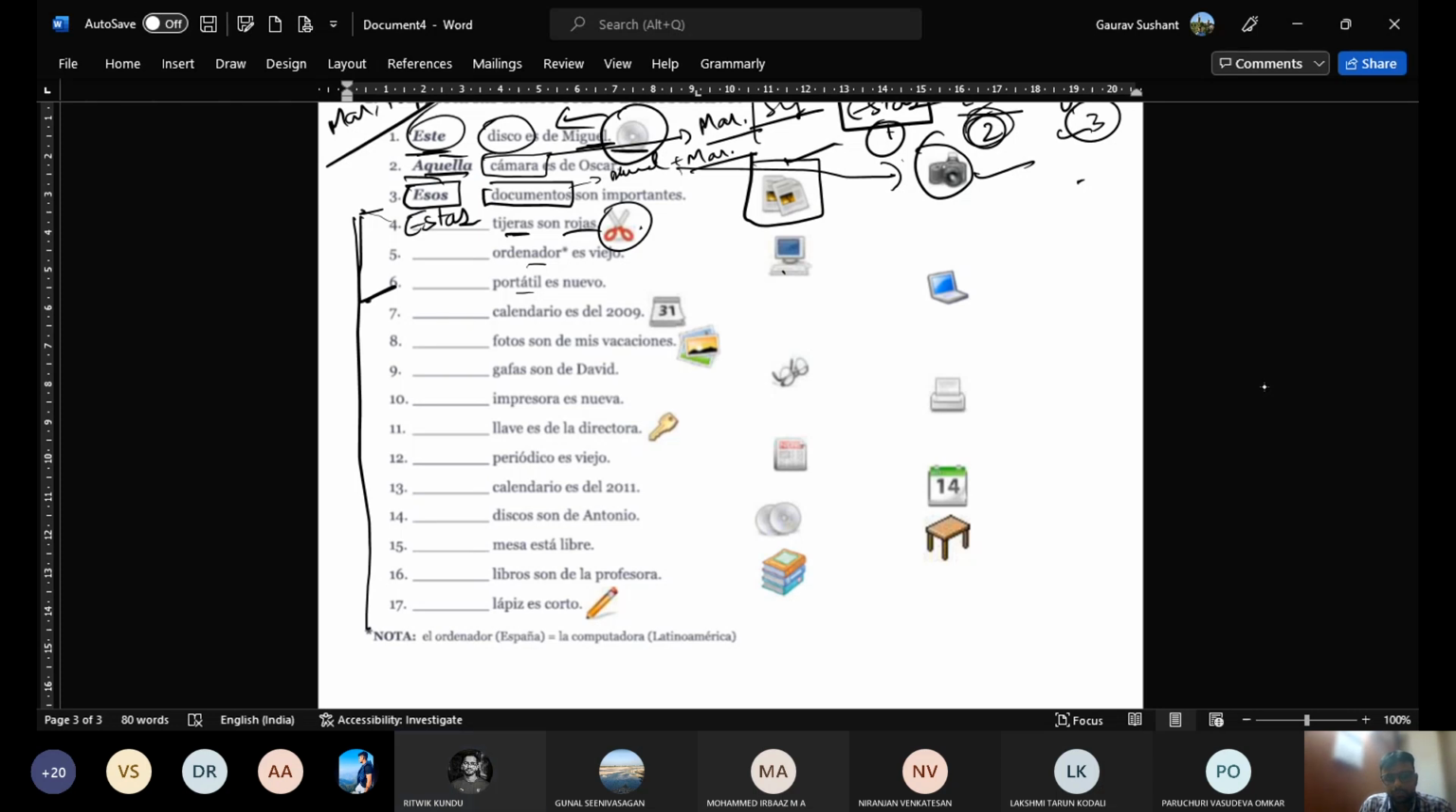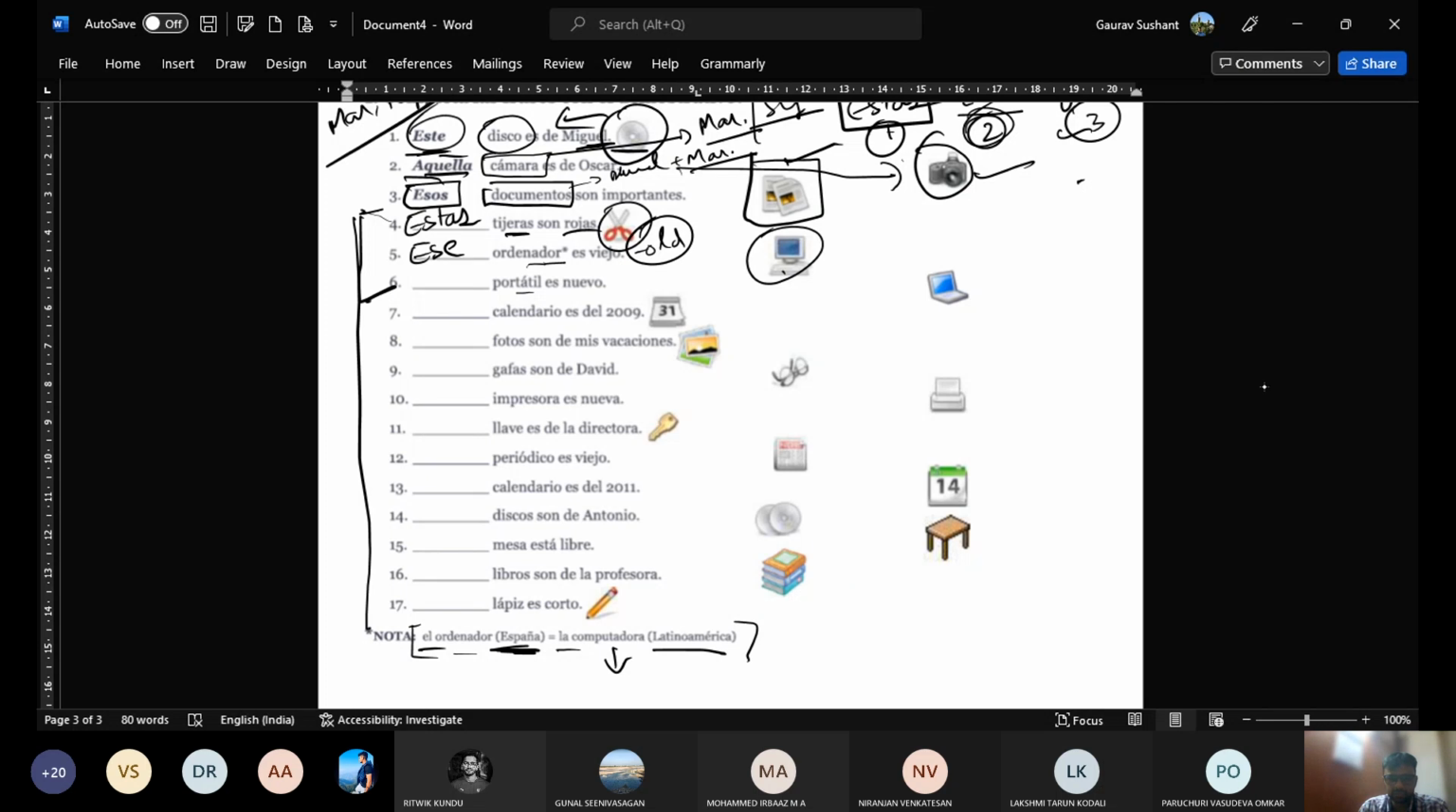Number 5. Fifth one, I think it should be ese ordenador es viejo. Yeah, ese ordenador. So ordenador is computer. As you can see at the bottom, there is a note given that ordenador is used in Spain. But for computer in Latin America, they generally use la computadora. So you can see how the gender is changing for the same word. Obviously, both are two different words, but meaning is same. Okay, so it is el ordenador and this is la computadora. Anyway, viejo is old. So those of you who do not know, you can note down.